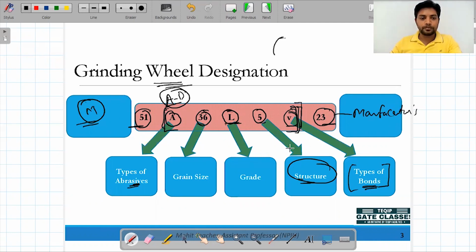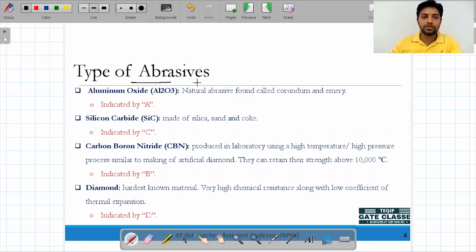Okay. So first is the types of the abrasives. 4 types of the abrasives are available, indicated by A, B, C, D. A is the aluminum oxide, that is Al2O3. B is the CBN, that is cubic boron nitride. C is the silicon carbide, and D is the diamond.